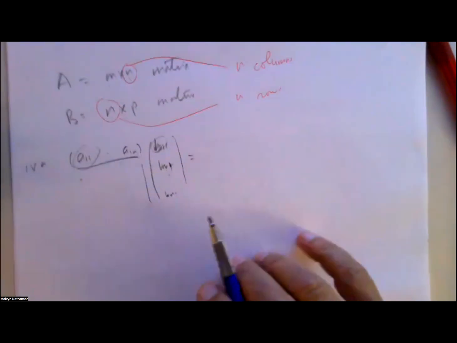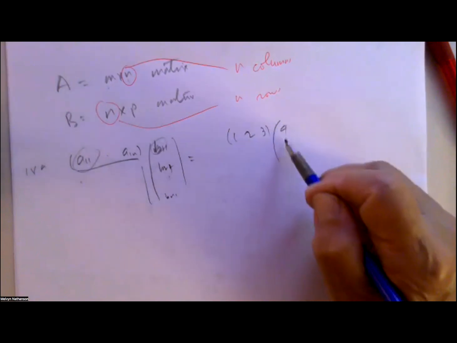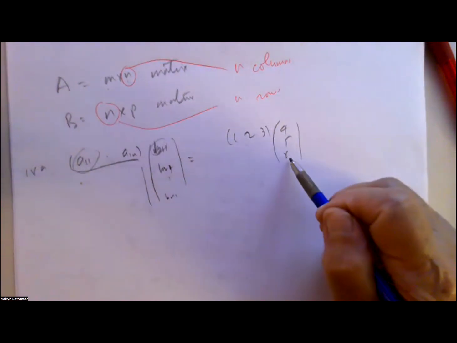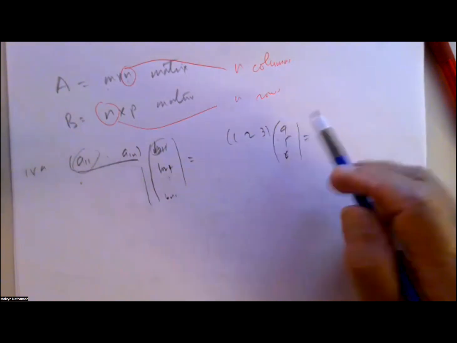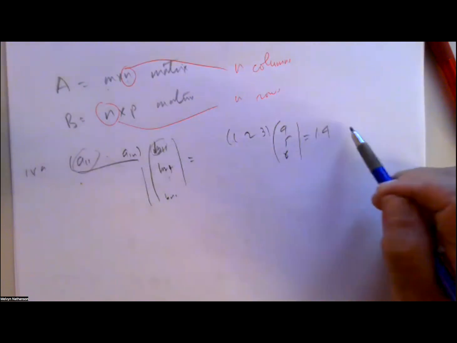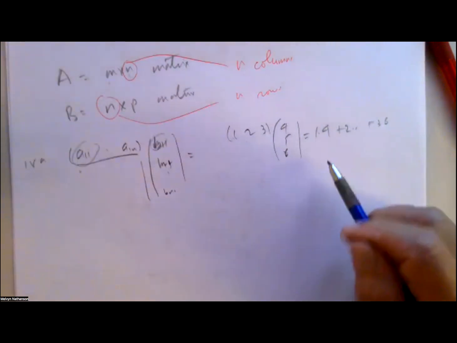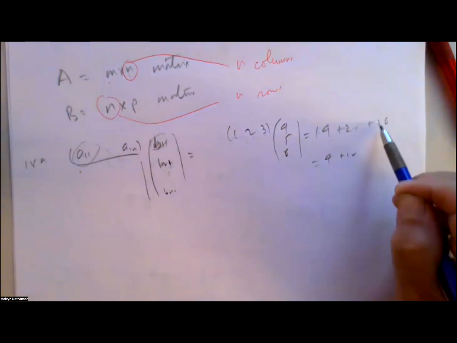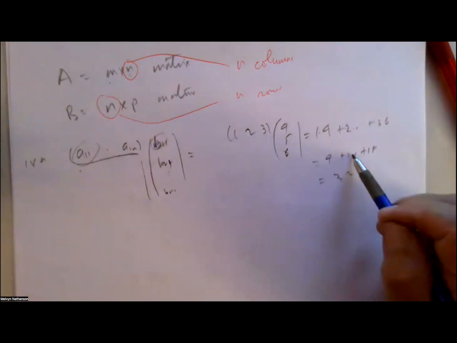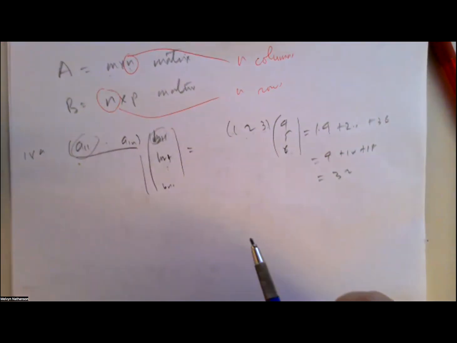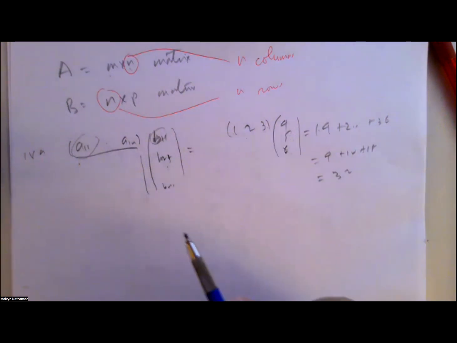So it's easier if I just give an example. Suppose I have 1, 2, 3 and 4, 5, 6. A row times a column, 3 numbers, 3 numbers. So I multiply the 1 and the 4. I multiply the 2 and the 5. I multiply the 3 and the 6, and I add. So that's 4 plus 10 plus 18, which I think is 32. Right? This is how you multiply a row times a column.